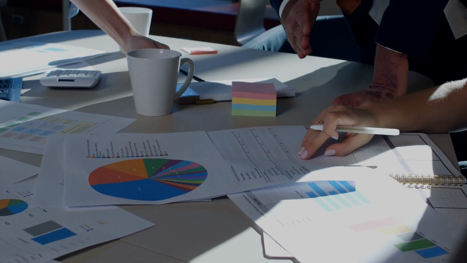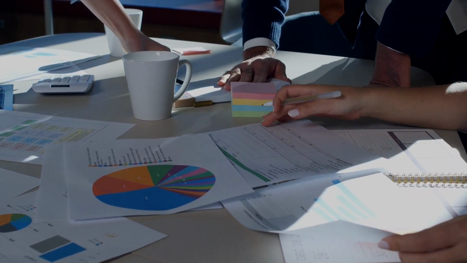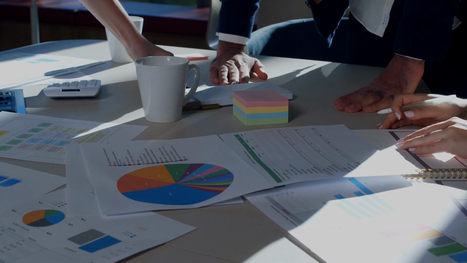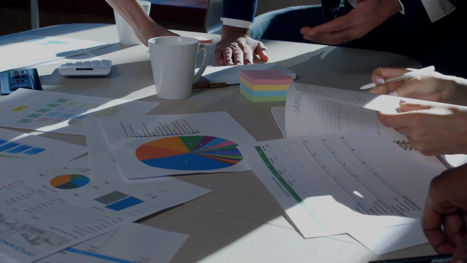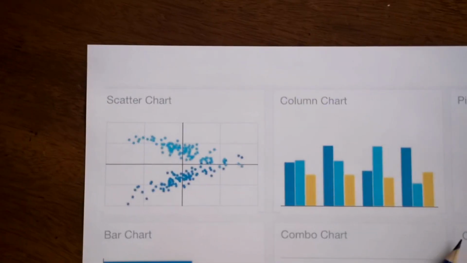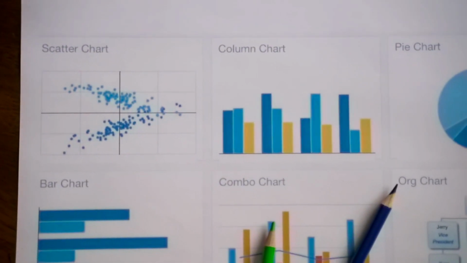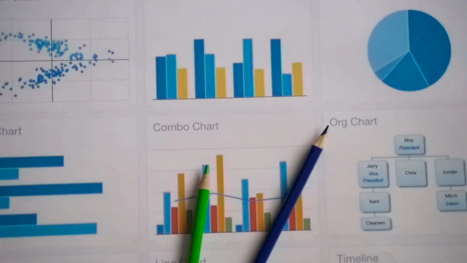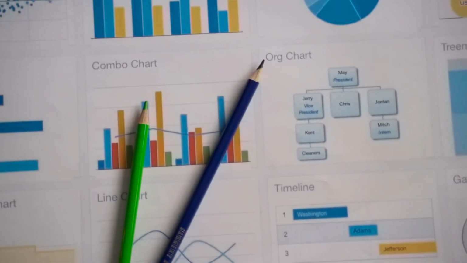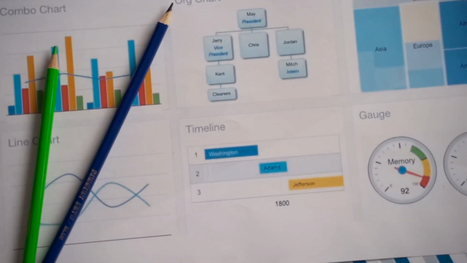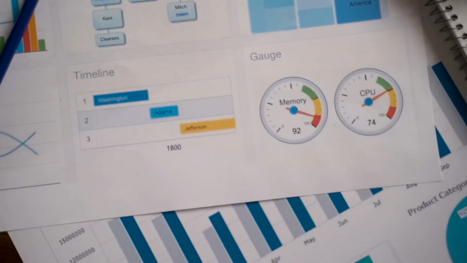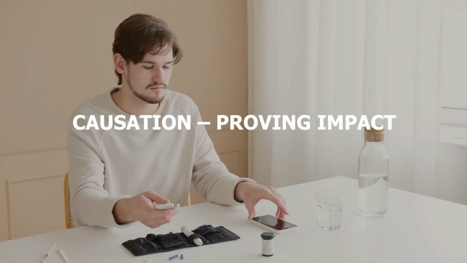Correlation coefficients: +1 equals perfect positive correlation. 0 equals no correlation. -1 equals perfect negative correlation. Use Pearson for linear relationships, Spearman if your data isn't normally distributed, and always visualize your findings with a scatter plot.